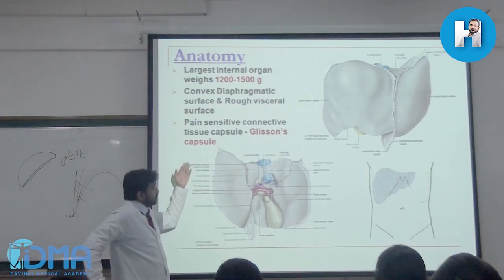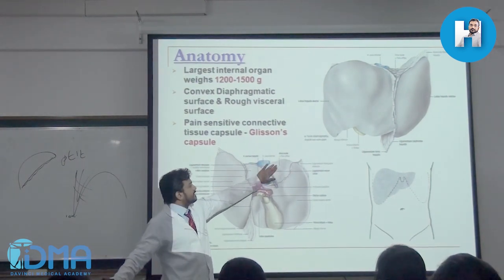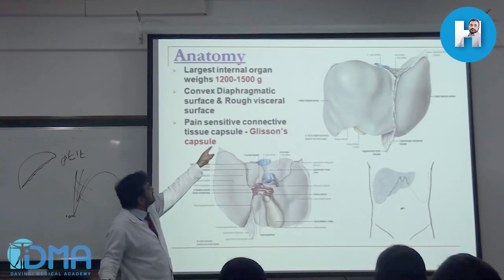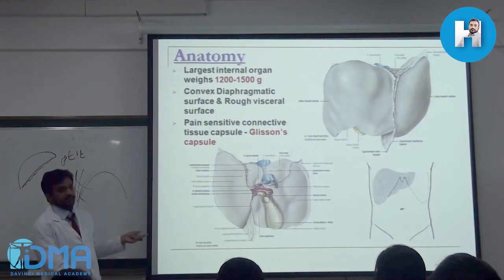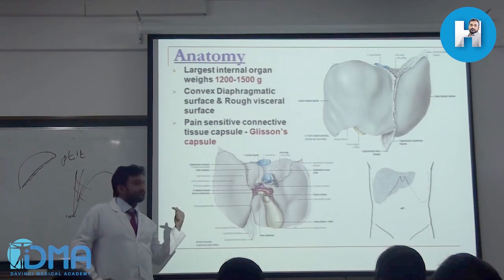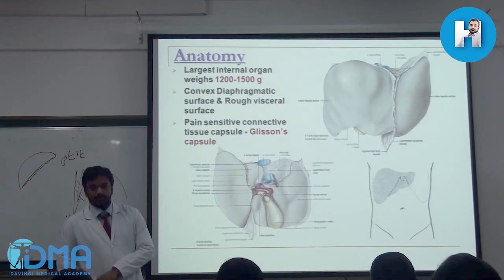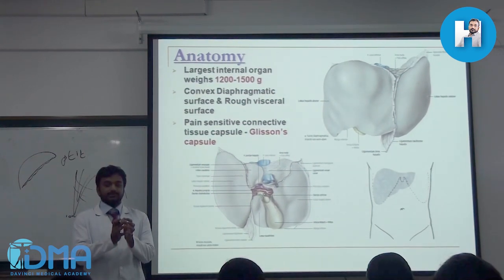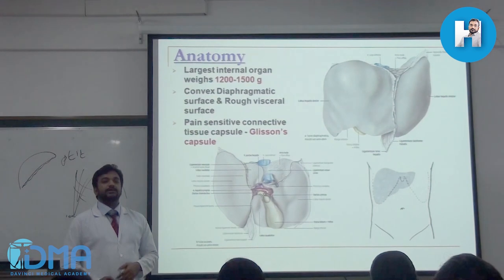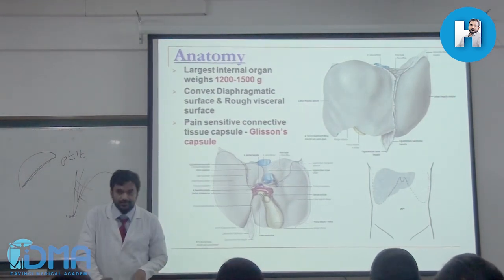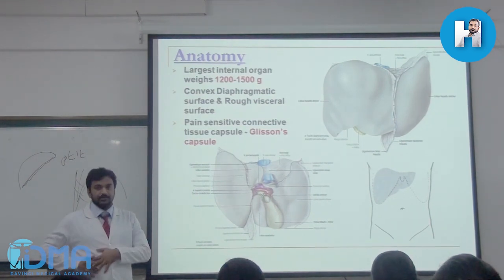Understood? And inside, the condensed outer layer of the liver is called Glisson's capsule. Keep it in mind, if there's any infection inside the liver, you will not get pain. But anything where the liver is swelling up and causing distension of this Glisson's capsule, then you get pain. For example, rupture of the liver, you will get pain.